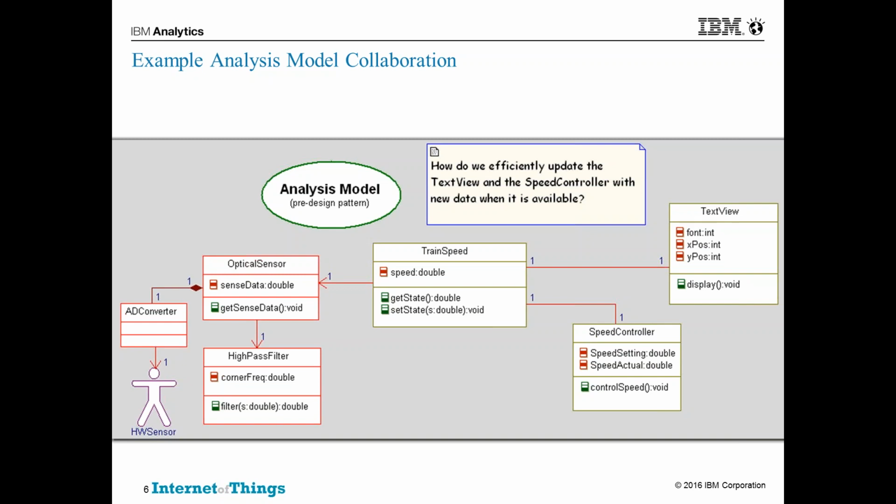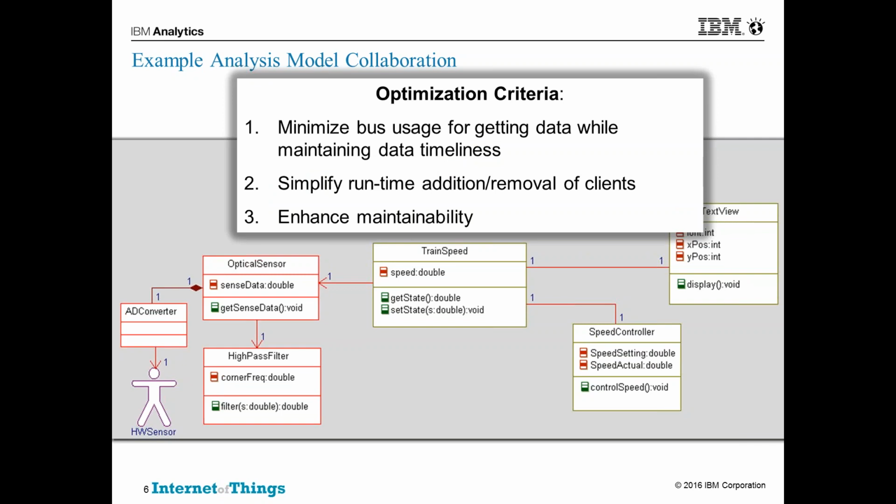Another thing we want to optimize is the bus bandwidth, so that we minimize the traffic on the bus to only when it's needed, right? So if we need to have the data sent across, send it across. So if only there was a pattern, some way of solving this problem that met that need. Well, it turns out that there is. Okay, so the optimization criteria we're looking for is optimize the bus bandwidth, simplify addition and removal of clients as you change the cars that are attached to the train, and enhance our ability to maintain the system.